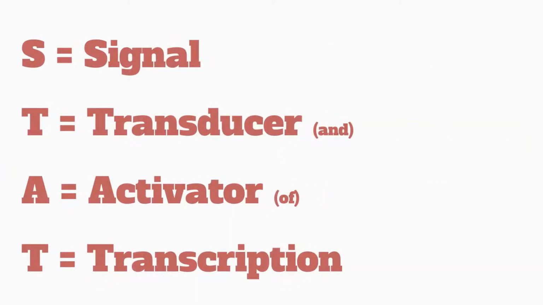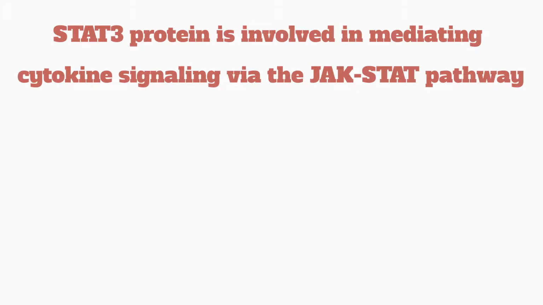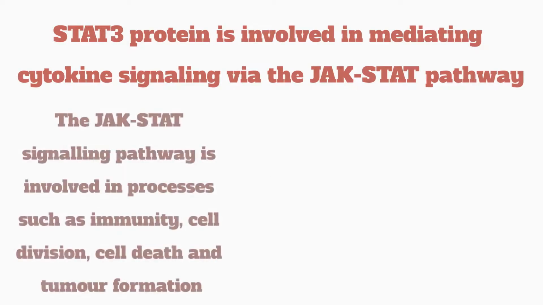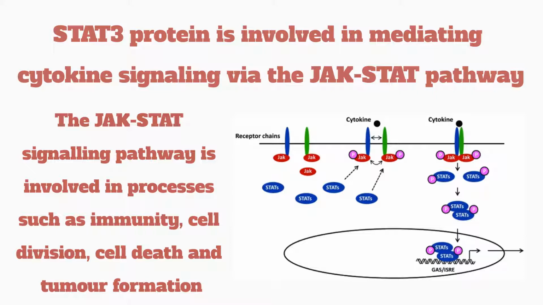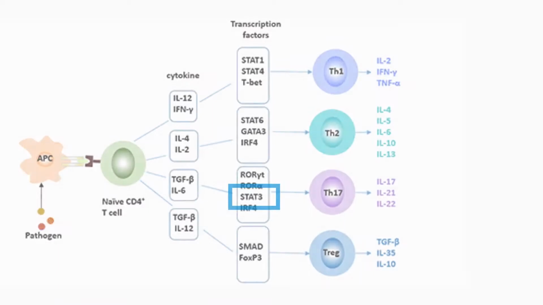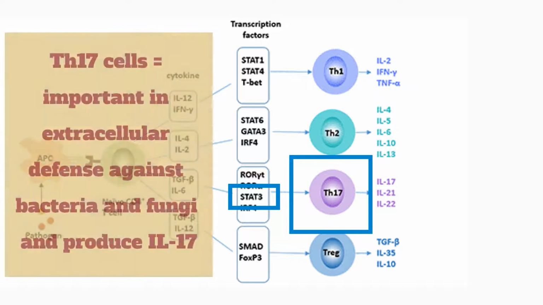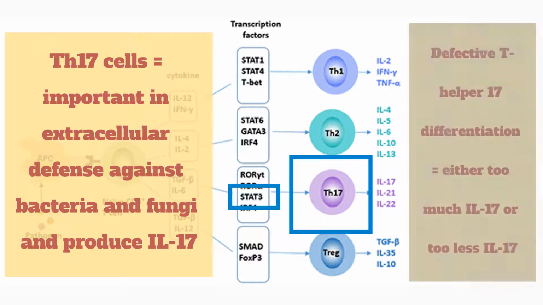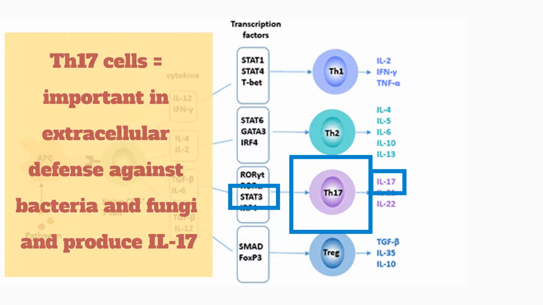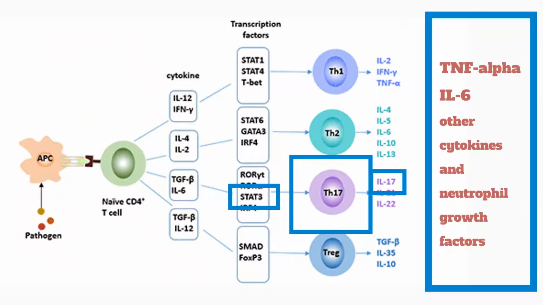STAT3 is a major signal transducer and activator of transcription, which is involved in mediating cytokine signaling via the JAK-STAT pathway. The JAK-STAT signaling pathway is involved in processes such as immunity, cell division, cell death, and tumor formation. Patients have shown defective T helper 17 differentiation. T helper 17 cells are believed to be important in the extracellular defense against bacteria and fungi and produce interleukin 17. Cytokines upregulated by interleukin 17 include the pro-inflammatory cytokines TNF alpha and interleukin 6, amongst other cytokines and neutrophil growth factors.